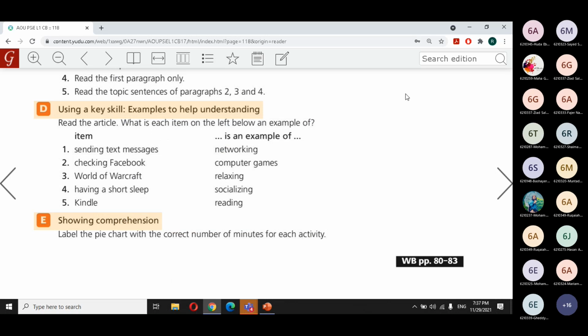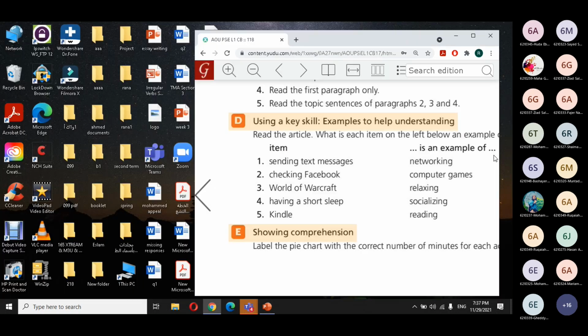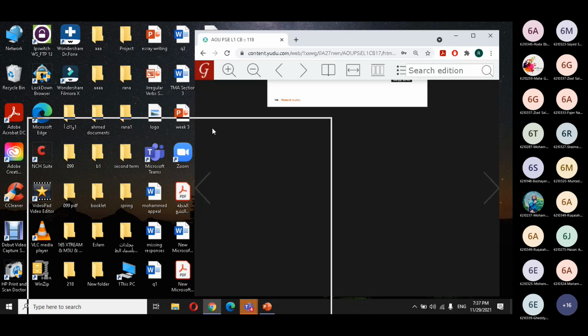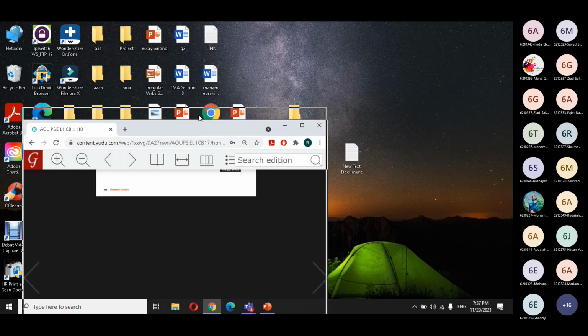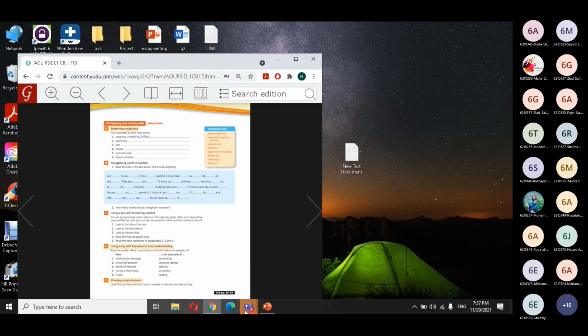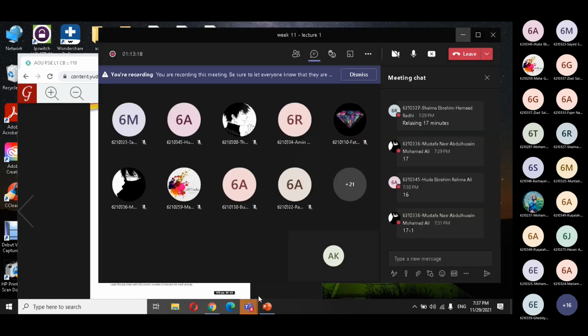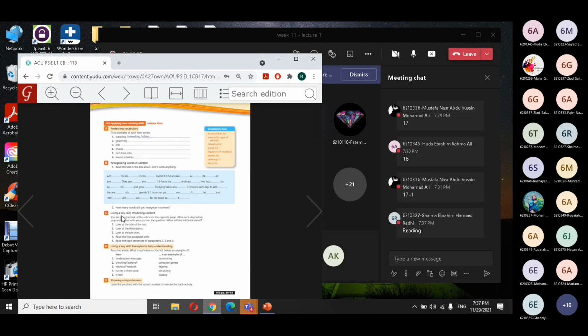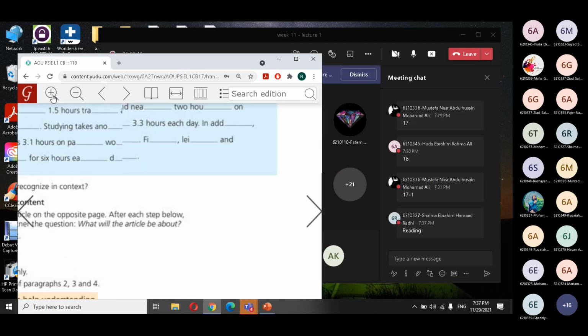Sending text messages is an example of what? Do you remember what we said? Socialization. Networking. Socializing. Networking. Social. Yes, sending text message. Socializing.